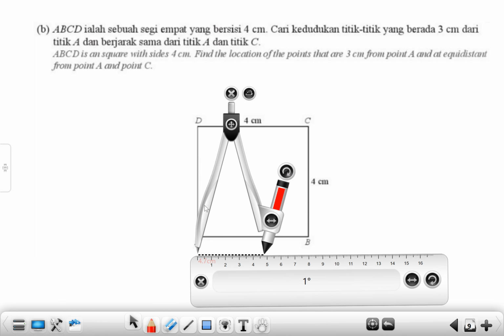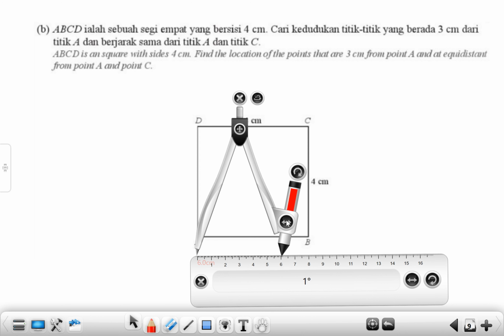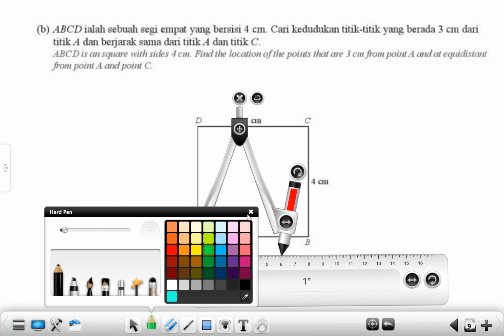Yours 3 cm, mine is double, eh? Mine will be 6 cm here. Oopsie. Yeah? No.